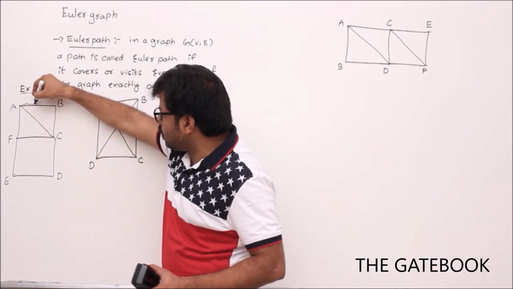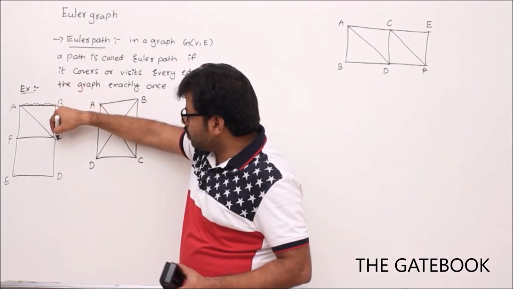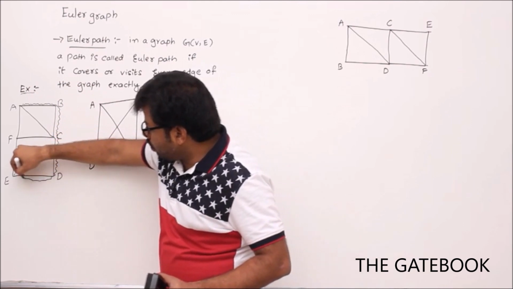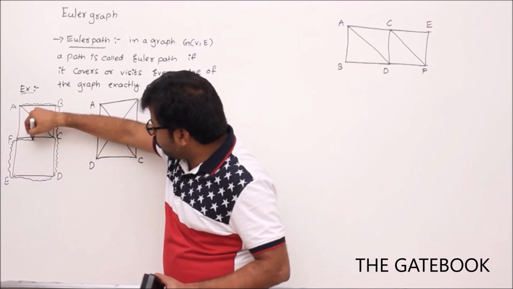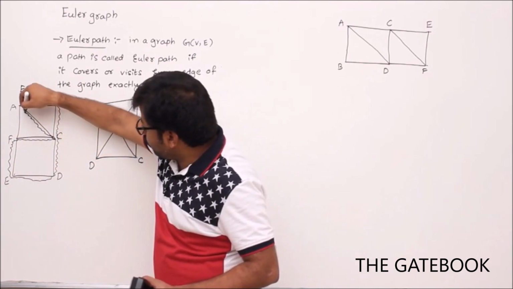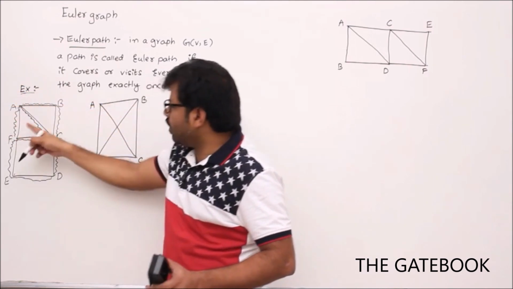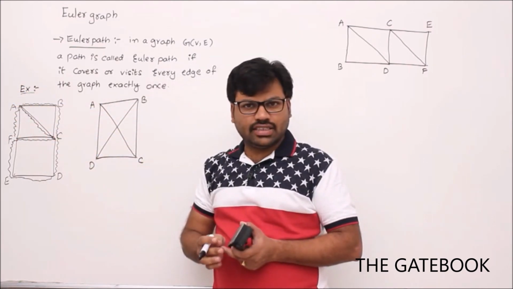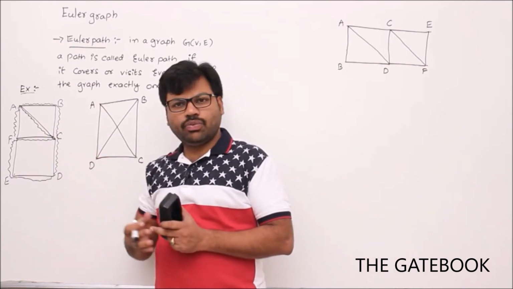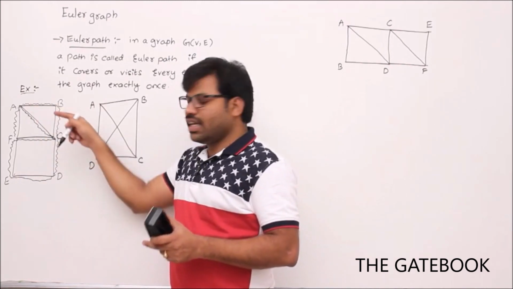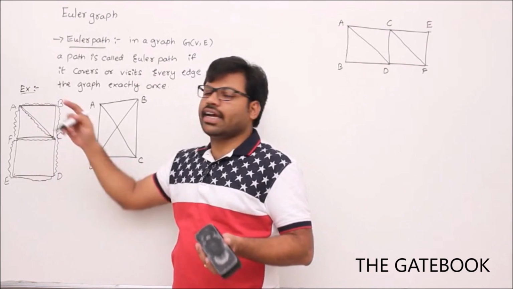I do that like this: A to B, let's say B to C, C to D, D to E, E to F, F to C, then C to A to F. I covered every edge exactly once, isn't it? Did I miss any edge? No. Did I visit any edge twice? No. Then definitely it is Euler path.